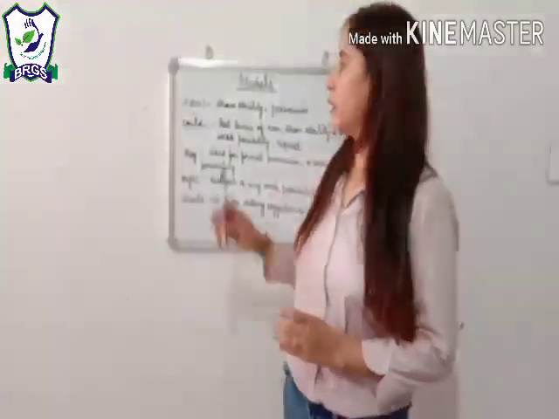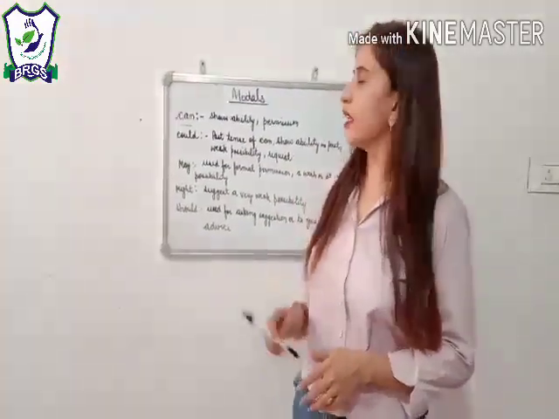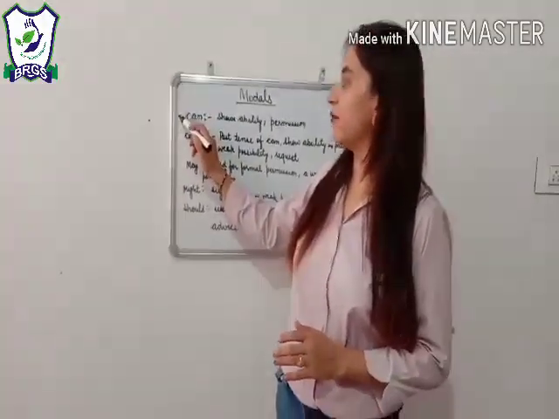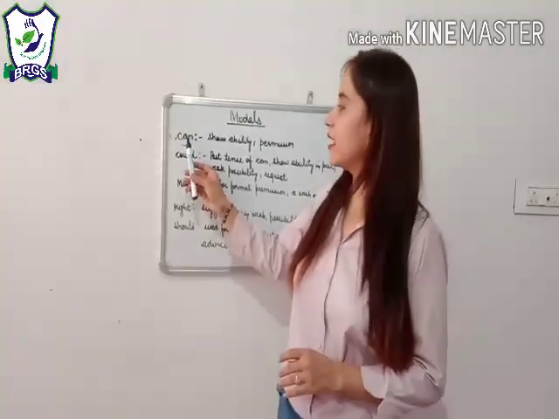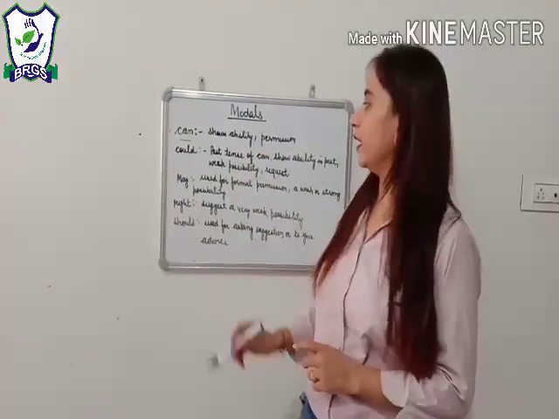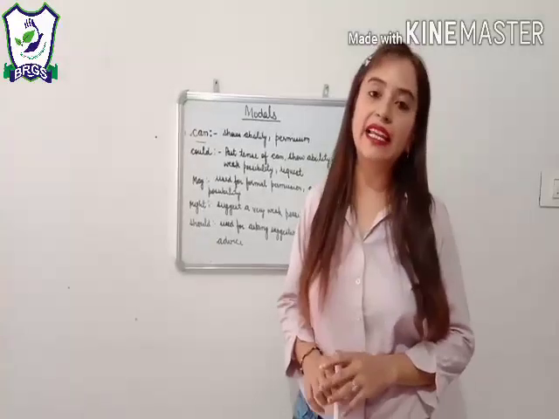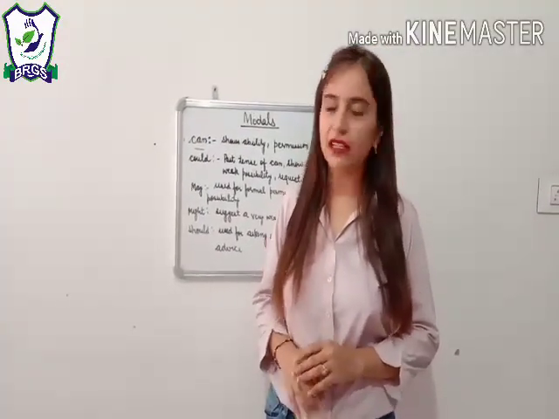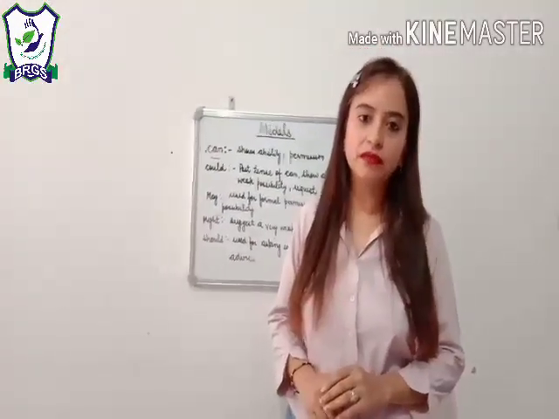Now students, we come to our modal auxiliaries. As you know, modal auxiliaries show our attitude. Let us study them one by one now. Can. First, our modal auxiliary is can. Can is used in any sentence to show ability and to show permission. To show ability, like I can run very fast. This is my ability that I can run very fast.